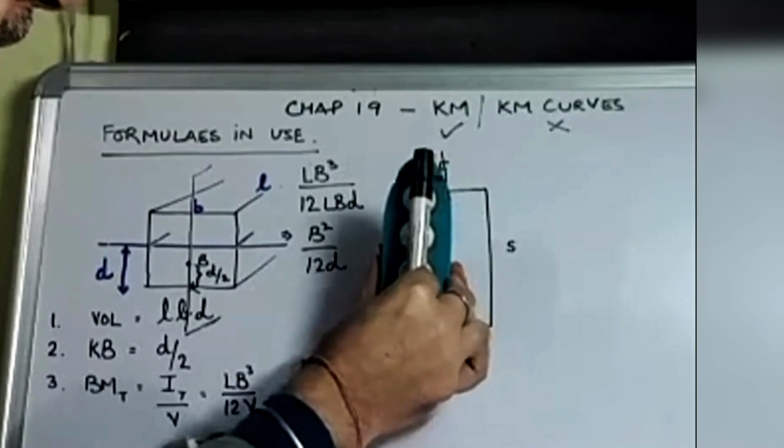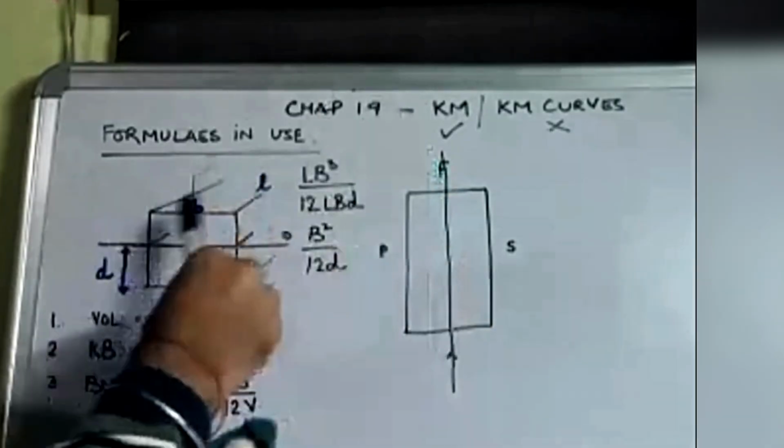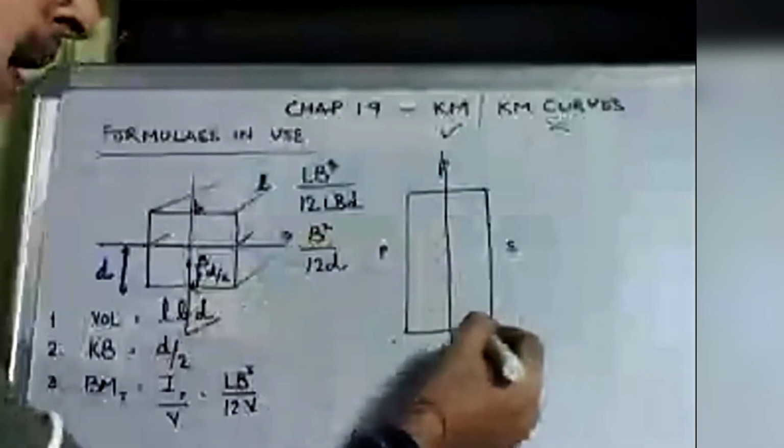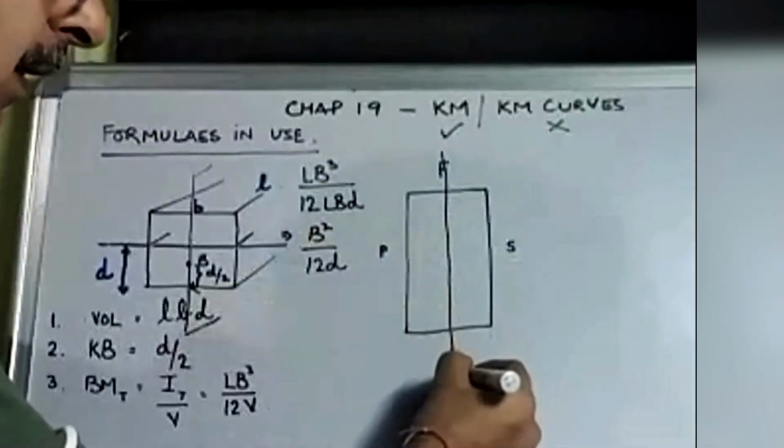This is the axis. So both are the same. This I'm going to call transverse, because it is cutting my transverse side.